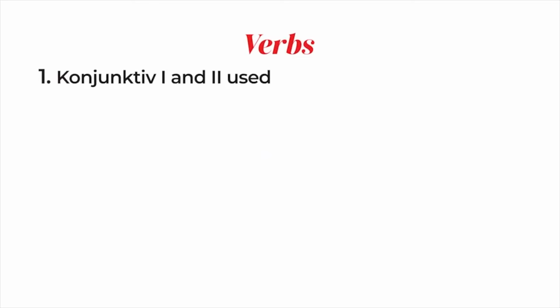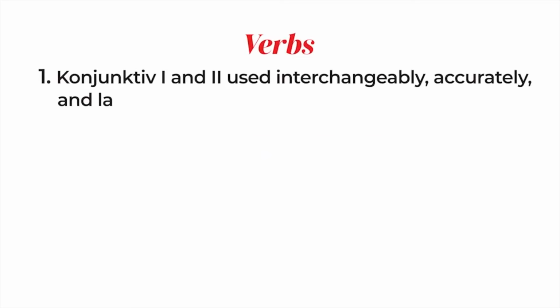Necessary grammar. At C2, grammar isn't all about knowing the rules, it's about bending them on purpose. Everything you've learned before comes into play, but now you focus on nuance, register, precision, and rhetorical effectiveness. Verbs. Konjunktiv 1 and 2, used interchangeably, accurately, and layered.